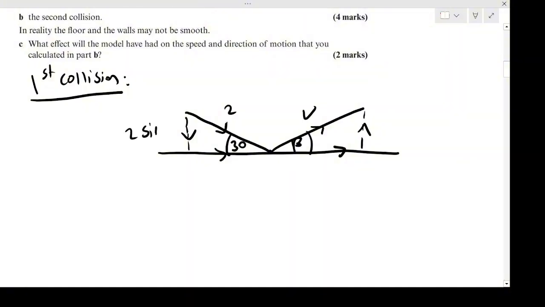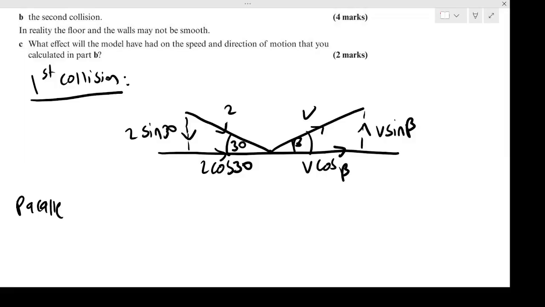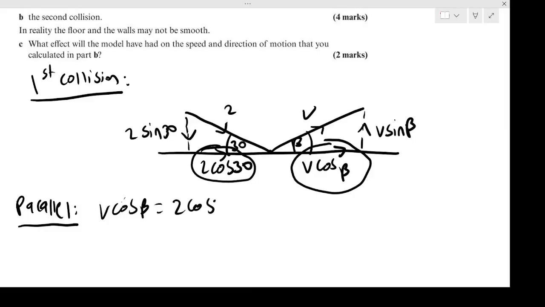So this is going to be 2 sin 30 here. Again, it's sine because it's opposite the angle, okay, and this is then going to be 2 cos 30 because it's adjacent or next to the angle, okay. Likewise, this bit's going to be v cos beta here and v sin beta there. Now I'm going to consider my parallel and perpendicular parts, right, as usual. So the parallel parts, well, that's going to be along the floor, remember. So that's going to be this part, v cos beta, is going to equal the parallel part before, which is 2 cos 30, right? Because remember the parallel speeds are equal, okay?